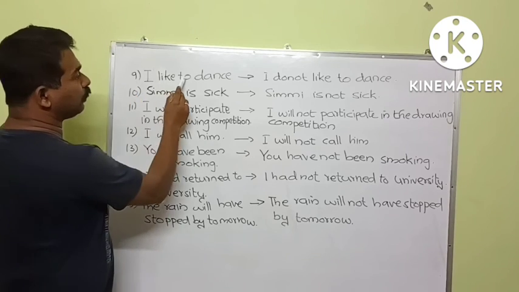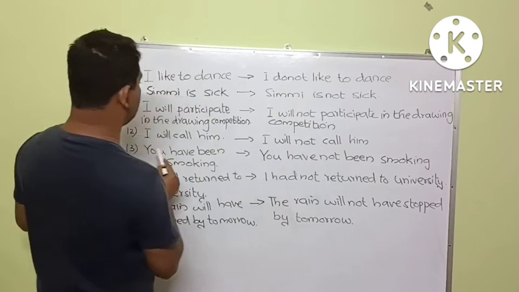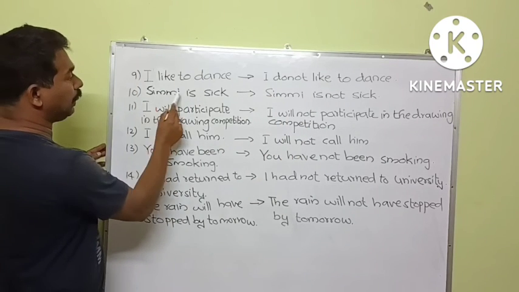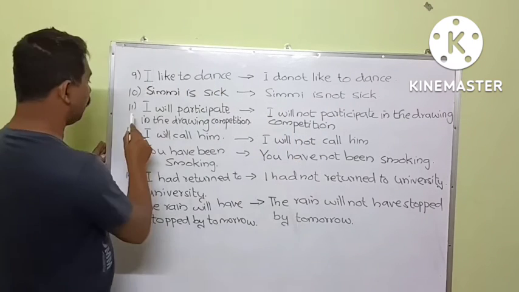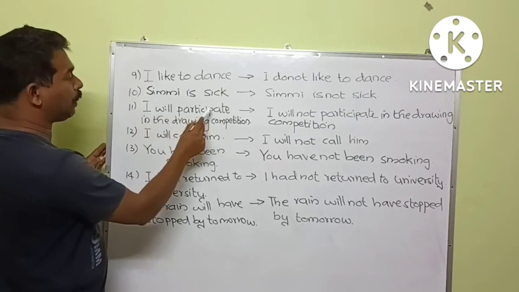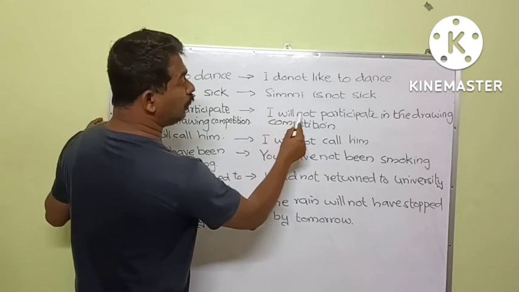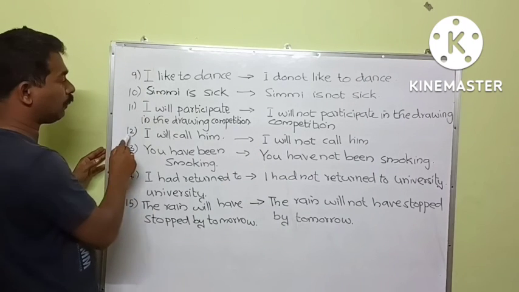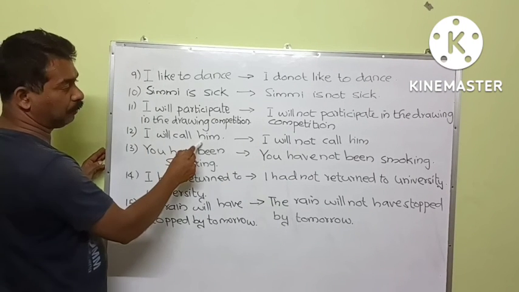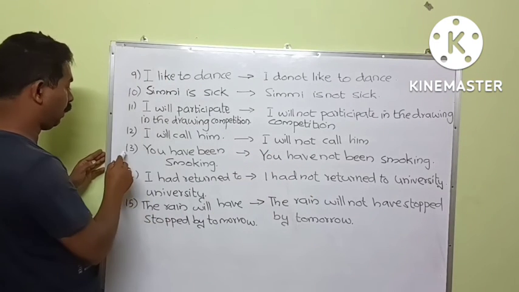Ninth one, I like to dance. The negative form is I do not like to dance. Number 10, Simmi is sick. Answer is Simmi is not sick. 11th one, I will participate in the drawing competition. Answer, I will not participate in the drawing competition. 12th one, I will call him. Negative form is I will not call him.